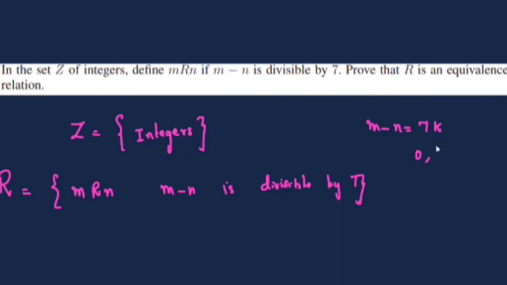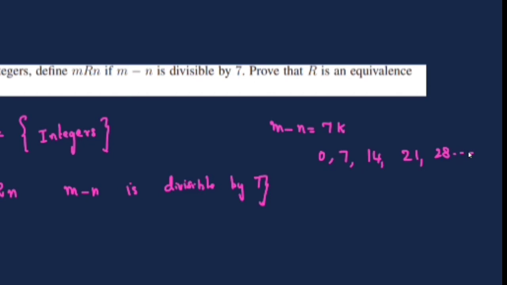If k is 0, you get 0. If I put k is 1, 7. 7 is divisible by 7. Next put k is 2. All these are divisible by 7. Not only plus, because it is the set of integers, it will be plus or minus. It goes like this. So all these are divisible by 7. From integers, take it as set A. The set A is all the numbers divisible by 7.